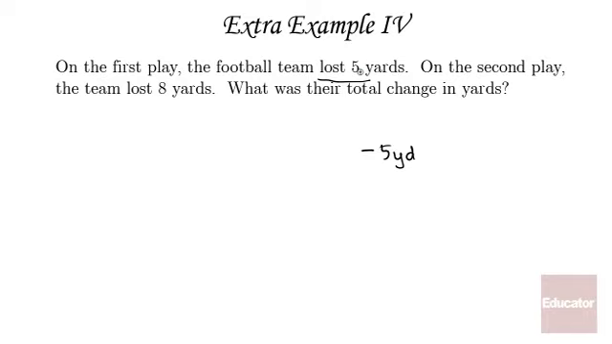On the second play, the football team continues losing yards. And that is also represented by negative 8. So the football team has been moving backwards away from its goal on the field. And it's been moving in the same direction. So let's combine these numbers. 8 plus 5 is 13, and it's lost a total of 13 yards.